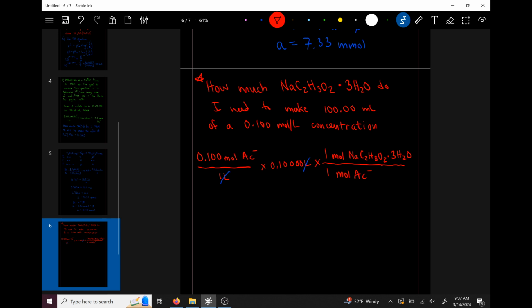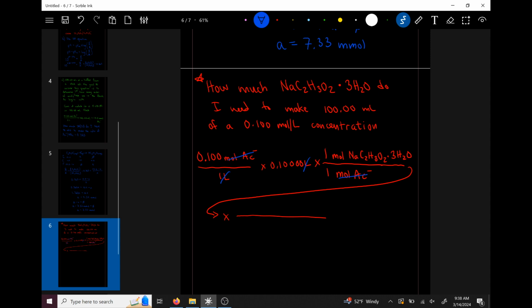So let's continue this down here. So here we see moles of acetate cancel out with moles of acetate. All right. And let me make sure. I do believe it is. Yes, it's sodium acetate trihydrate. Okay. It is inside your manual. I just wanted to make sure.